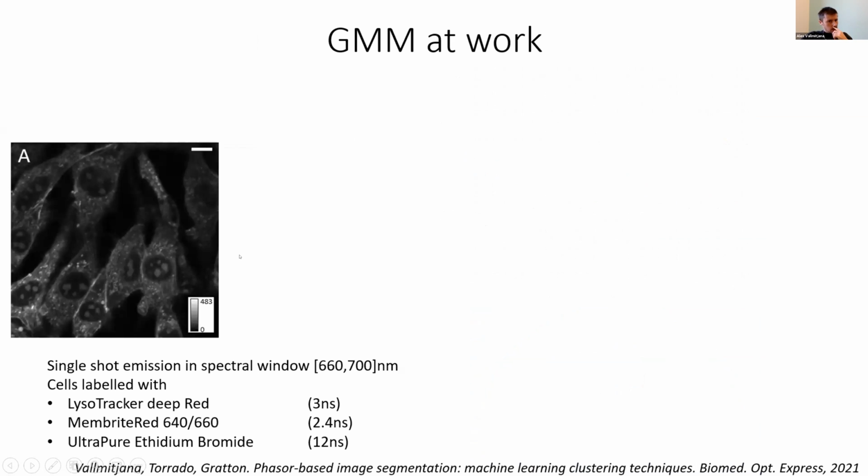Here's another example that we cooked up for the paper with Belen and Enrico. These are cells loaded with 3 different dyes: LysoTracker Deep Red, Membrane Red, and ethidium bromide. They all emit in the red area of the spectrum, and we took a snapshot in this spectral window. So it's a single image, but there's the information of the 3 dyes in the lifetime.